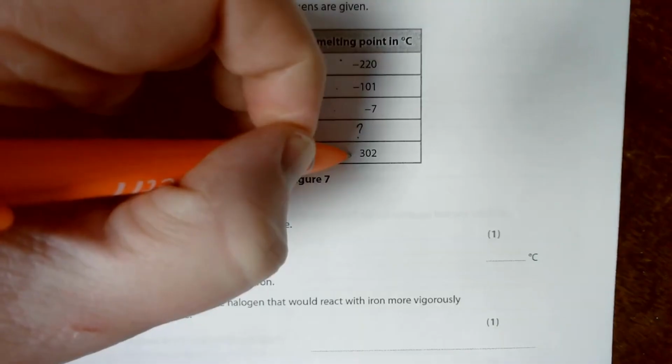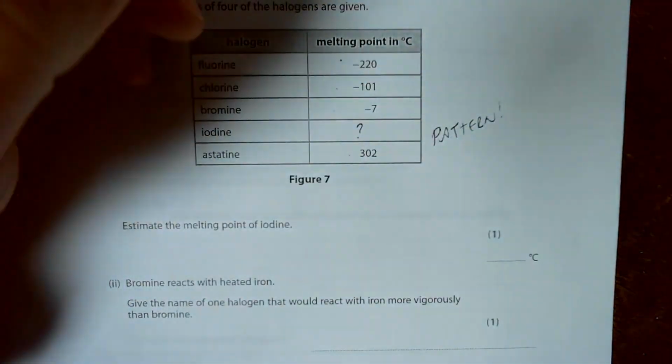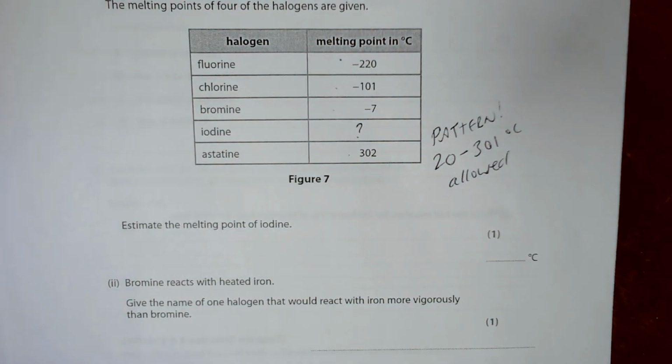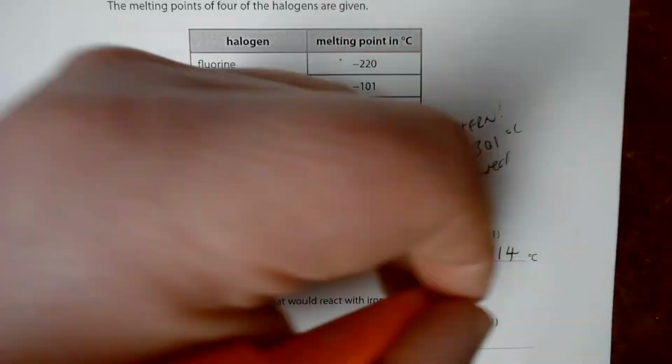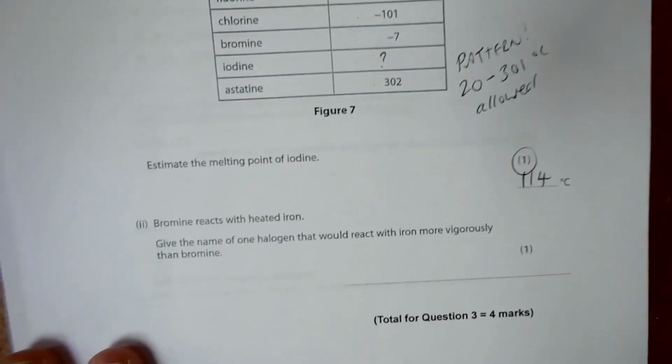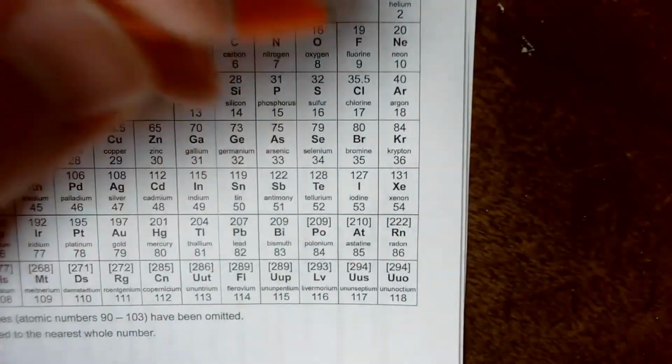Minus 220, minus 101, minus 7. Any reasonable number that fits the pattern. Now, I happen to know the actual melting point of iodine. But anything that fits the pattern, between 20 and 301, you had a huge range. It has to be less than astatine, but it has to be more than bromine. So I just picked a number. I happen to know it's 114. But anything in between. What's the halogen that reacts most vigorously? Well, remember, we've got a pattern, haven't we?